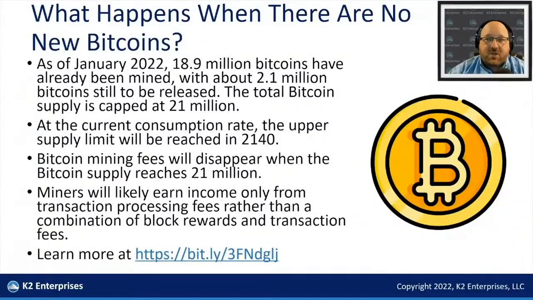Now, a question that usually gets brought up here is what happens with Bitcoin specifically when you get to that upper limit of 21 million? Well, as of January of this year, about 19 million Bitcoins have been mined and put into circulation. There's about 2.1 million Bitcoins still to be mined, and the total circulating supply will be capped at 21 million. Now, at the current rate of halving and releasing additional supply, we're not going to reach that upper limit until 2140.